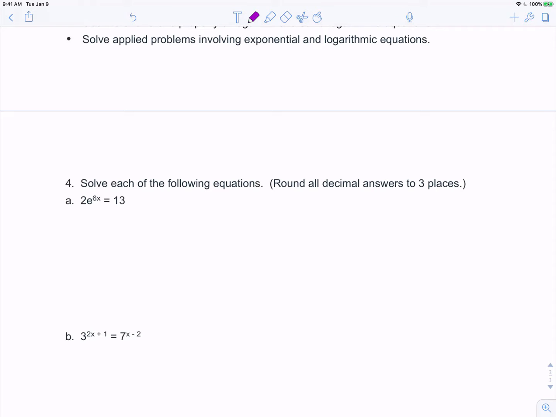Whenever you want to solve an exponential function, the first thing you need to do is get the base by itself. So we have e to the 6x is equal to 13 divided by 2, and 13 divided by 2 is simply 6.5. Then you can take the log of each side. I like to use a natural log. That allows you to bring down the power. So we have 6x times the natural log of e is equal to the natural log of 6.5.